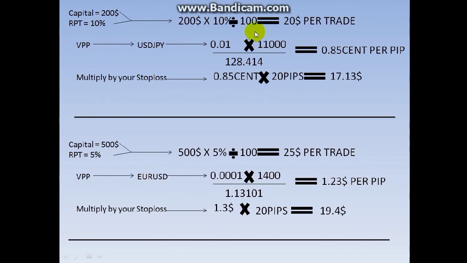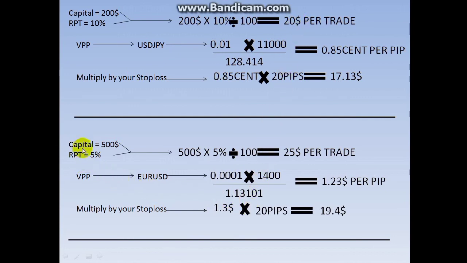So we add 10,000 units representing the mini lot size and the 1,000 units representing the micro lot size together. That's what gave us this figure. That will be us risking 0.85 cents per pip. Divide by current value will give us this, and multiply by stop loss: 0.85 cents times 20 pips will give you $17.13. That is still below our risk per trade. I hope I'm making this clear and understandable, right?